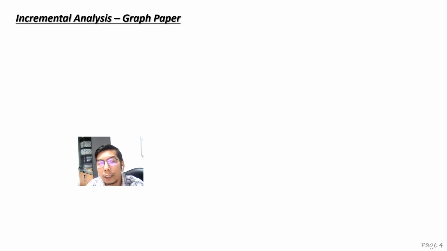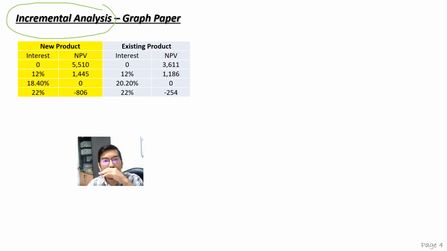So when there is a conflict, you have to solve it using incremental analysis. Ada dua cara, two methods. First one using graph paper, the second one using formula. Okay, kita tengok, we first have a look at how you can solve the conflict using graph paper. When you talk about graph paper, you need data for you to plot in the graph paper, to plot for X and Y axis.